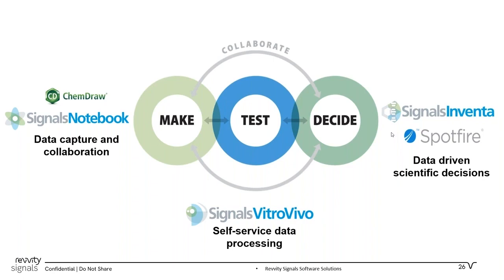And Signals Notebook is there and tightly embedded with ChemDraw for data capture and collaboration, so satisfying that make part of the cycle. If you ever need a process for data processing, then Signals Vitra Vivo is definitely a thing to look for. And then if you want to make data-driven scientific decisions, Signals Inventor will help you do that. And both Signals Inventor and Signals Vitra Vivo are based on top of Spotfire, so they're powered by Spotfire.